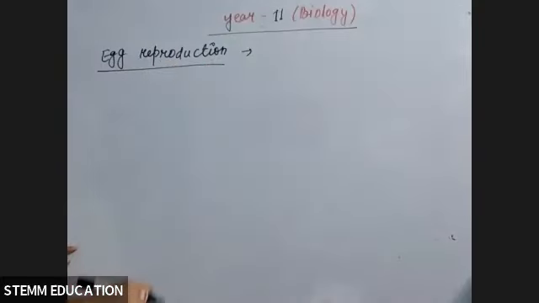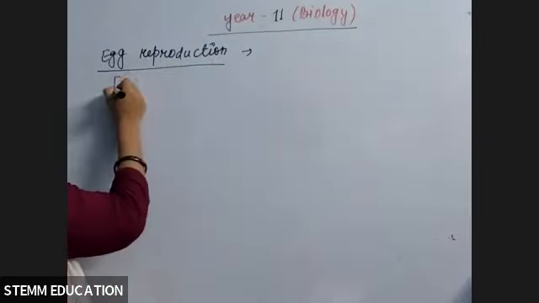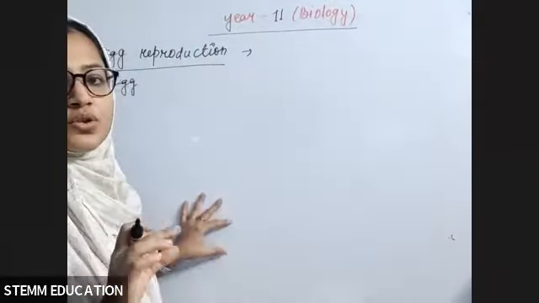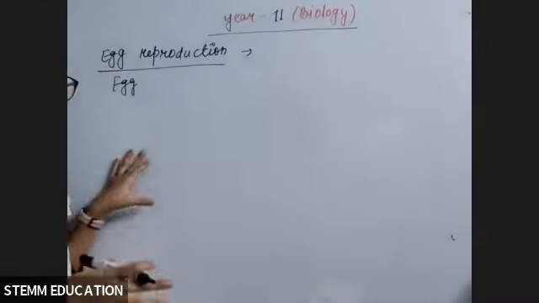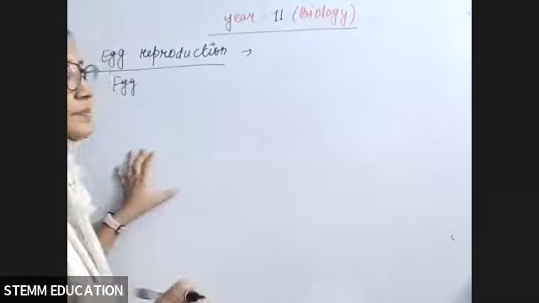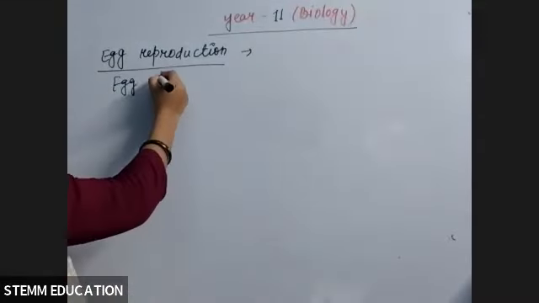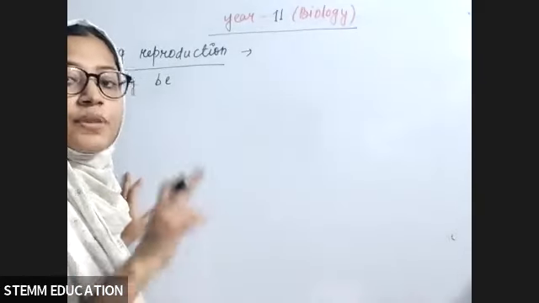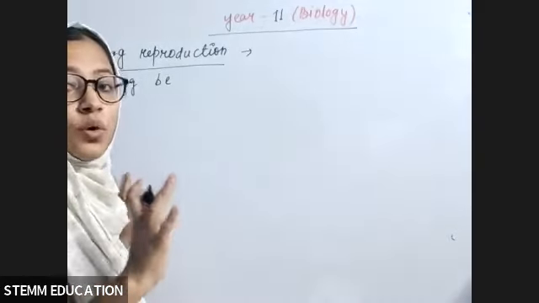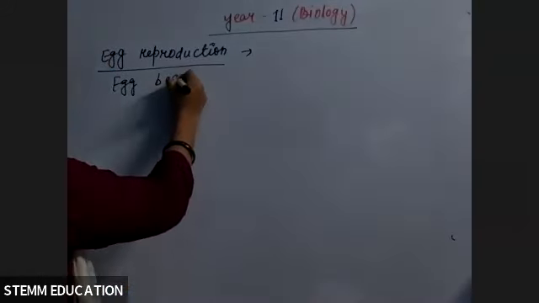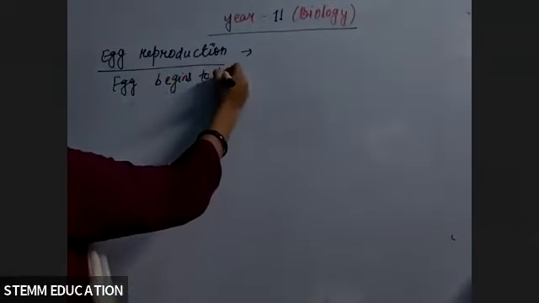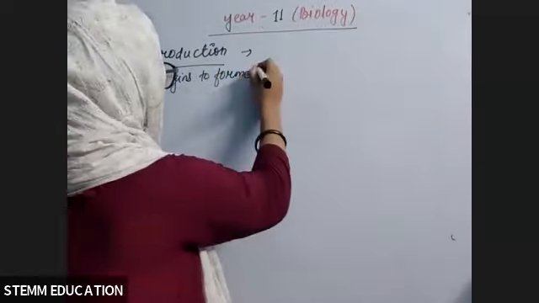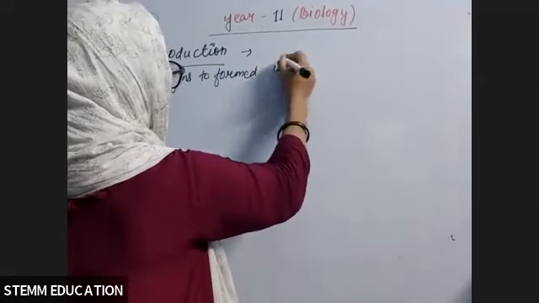Egg reproduction. You know what? The egg is reproduced through the female reproductive organs. So what is an egg? It's a female reproductive cell. Where does it form? It forms inside the ovary, a female reproductive organ. So the egg begins to form inside a girl.